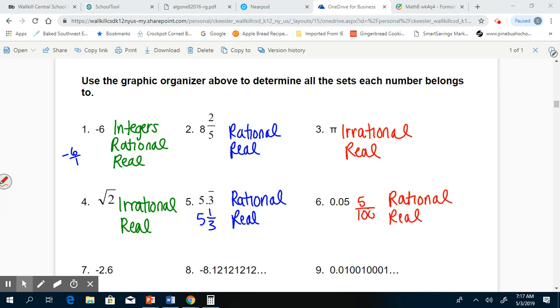All right, so you're going to do 7 through 12 on your own. Make sure you're answering the questions in GoFormative as you go and that you fill in all of the incomplete parts for today.